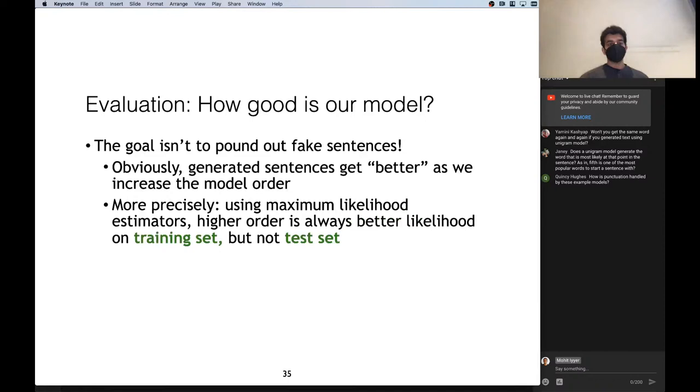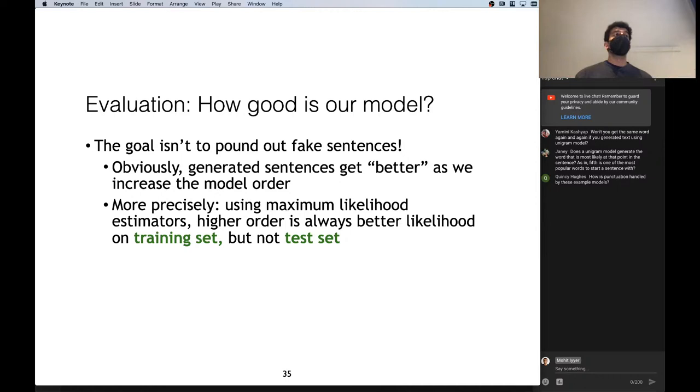So we saw that the generated sentences get better and better as we increase the model size, but it depends on the size of the training data as well. So maybe you would get to a case where increasing the order no longer improves the quality of the generated text. And we basically want something that gives us a higher probability on the test set. So we're not going to be looking at the quality of the generated text, although that's another thing we will talk about later on in this semester.